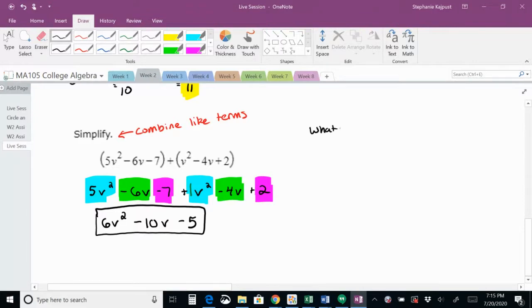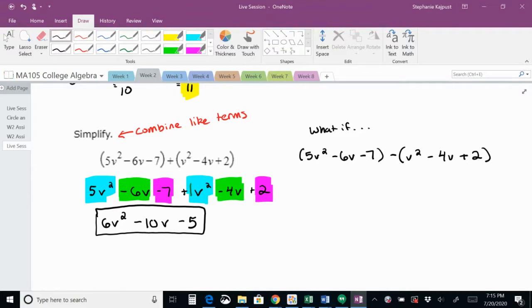Now, what if it was actually a subtraction problem instead? If it's subtraction, we have more steps to do. We can't just ignore the parentheses. People tend to do that, and that's where they mess up. So with a subtraction problem, you want to think of the subtraction as adding a negative 1 and then multiplying by whatever's in parentheses, because subtraction is the same as adding a negative.